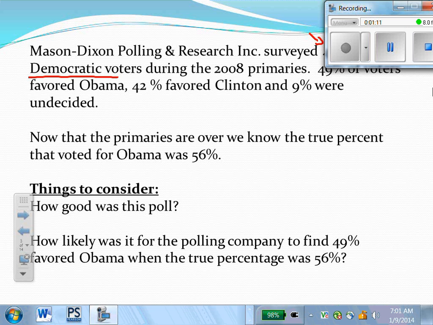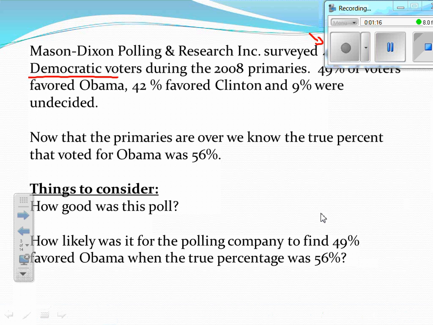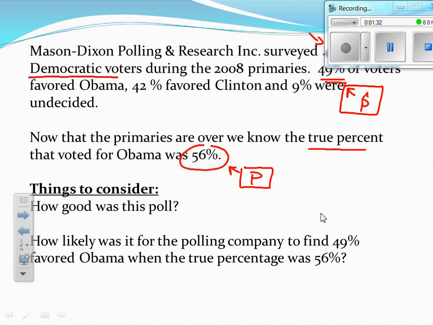And then we get a p hat, that 49%. That's of the sample, so there's your p hat. But if you notice down here, once the primaries were over, we knew the true percent that favored Obama was 56%. So there's your true proportion. That's your population proportion compared to your sample proportion.